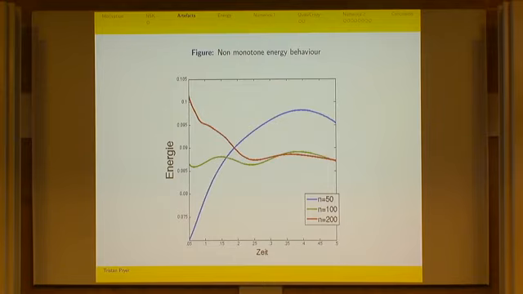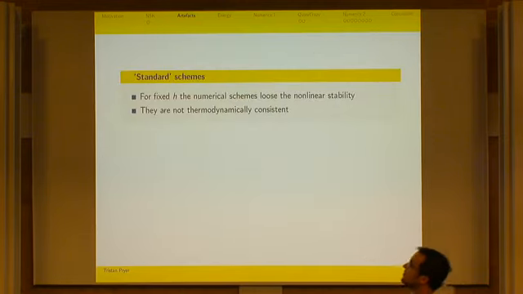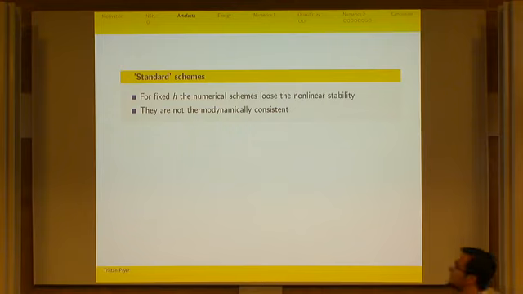I've specifically designed my model so that I'm thermodynamically consistent. I specifically designed it so I have this energy dissipation. My numerics don't satisfy this. So for fixed h, my numerical schemes are actually losing their nonlinear stability. They have no nonlinear stability, and they are not thermodynamically consistent.